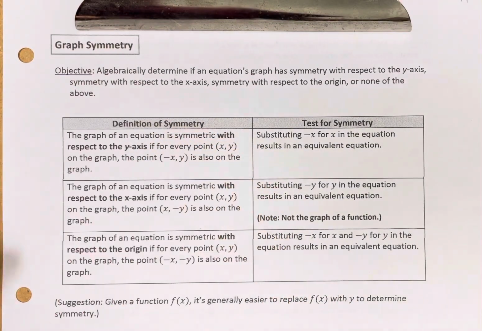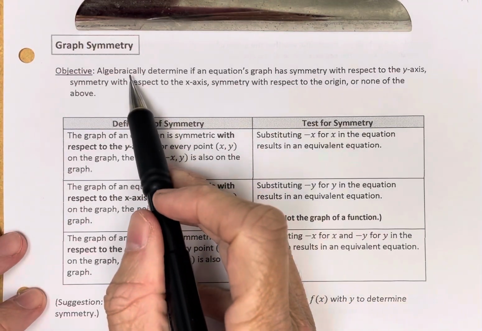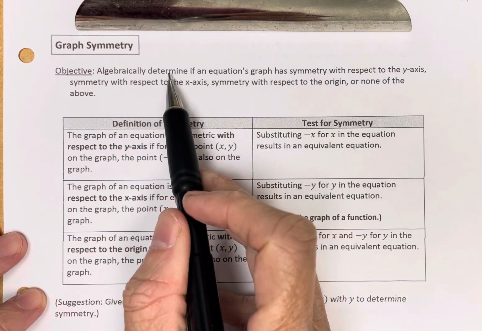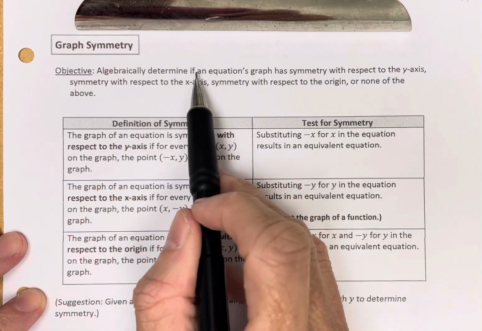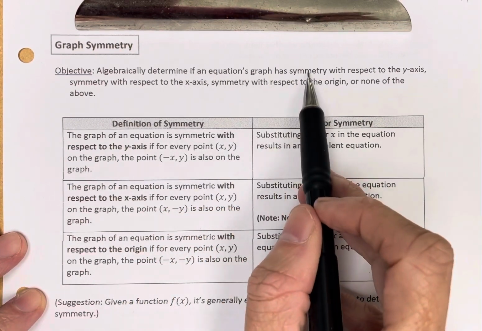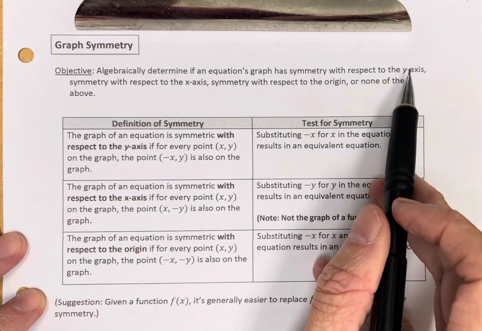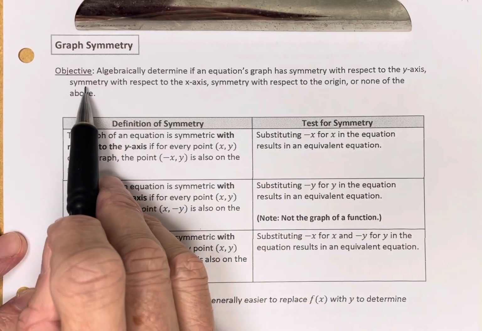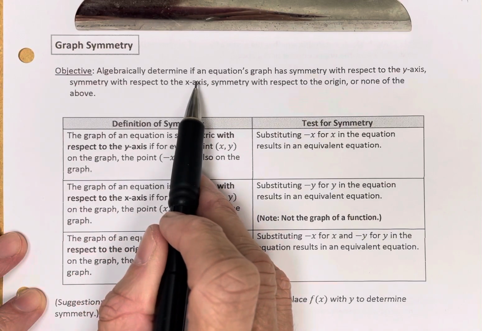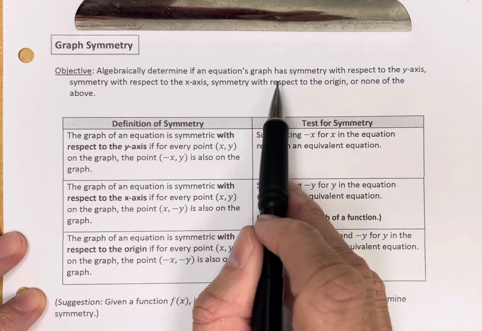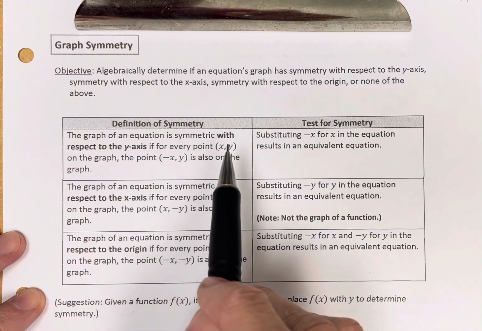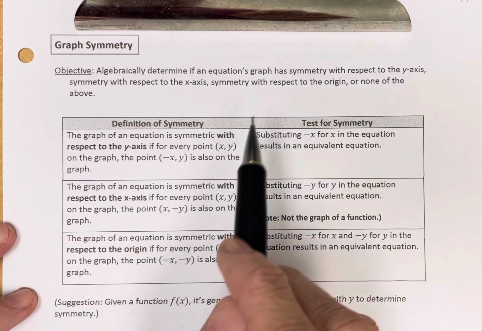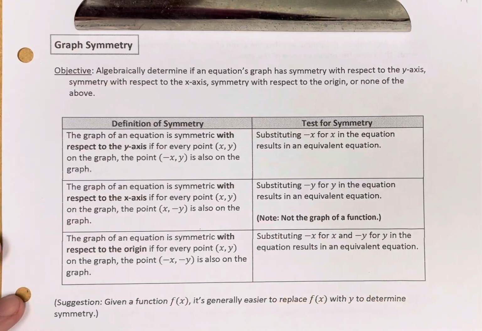Graph symmetry. Our objective for this video: we want to algebraically determine, and we're also going to look at the graph on our graphing calculator, if an equation's graph has symmetry with respect to the y-axis, symmetry with respect to the x-axis, symmetry with respect to the origin, or none of the above. So, in essence, does our graph have any symmetry?